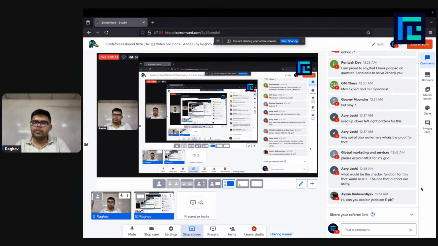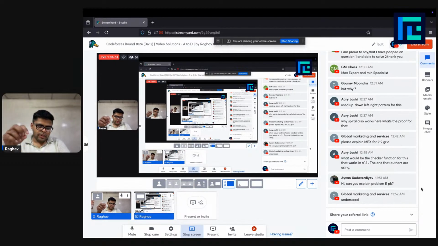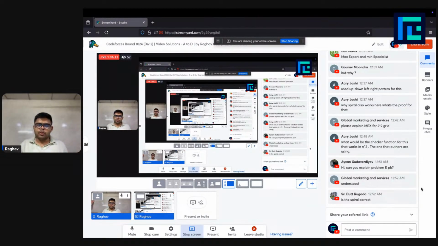What would be the checker function for this that works in n square? See, the checker is not that easy to implement. You can find the sum of MEX for your array, and you can implement it in n raised to the power 4 time complexity also, since you're not going to be submitting it. But as for the checker, it is not that simple to create because you would have to go over all the possible different permutations of the grid. So I don't think we can have a checker easily.